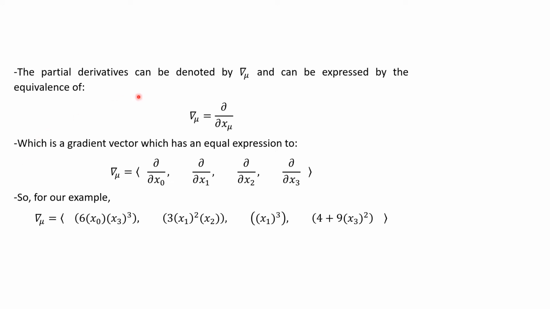The partial derivatives can be denoted by this and can be expressed by the equivalence of here, which is a gradient vector which has an equal expression to, as we see here. So for our example, we have the values of the gradient vector using our example, as we see here.